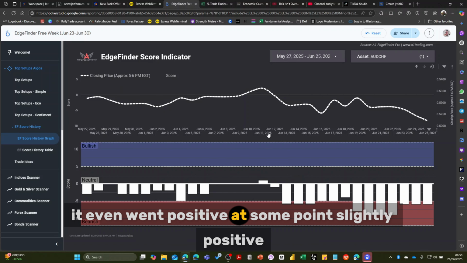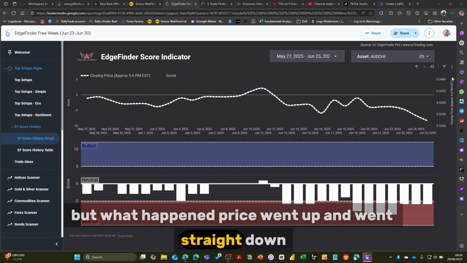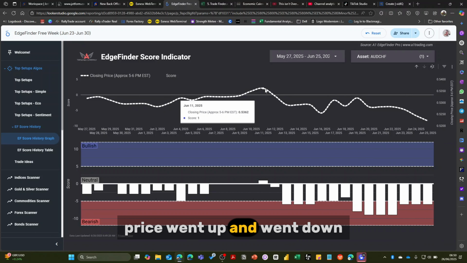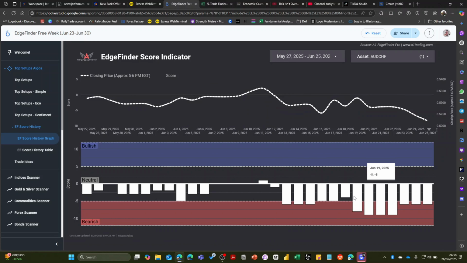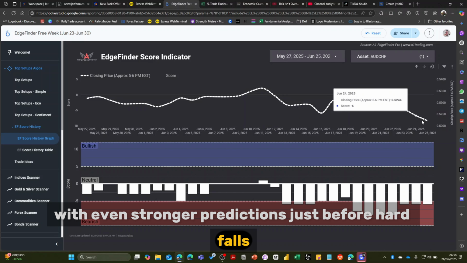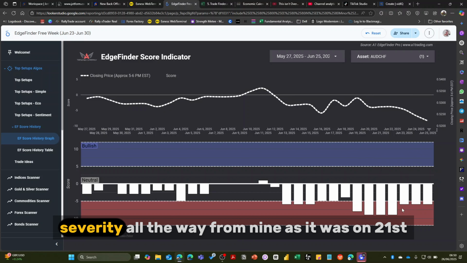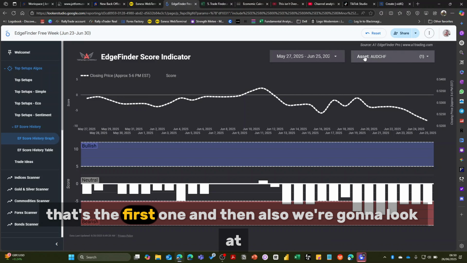It even went positive at some point, slightly positive. But what happened? Price went up and went straight down. Price went up and went down, and ever since then, it's been going down, with even stronger predictions just before hard falls. So now we're looking at the predictions reduce in severity, all the way from 9 as it was on 21st, and now it is -6. That's the first one.